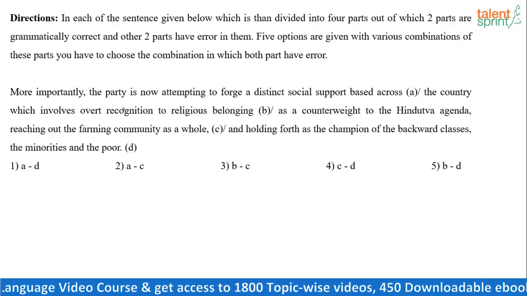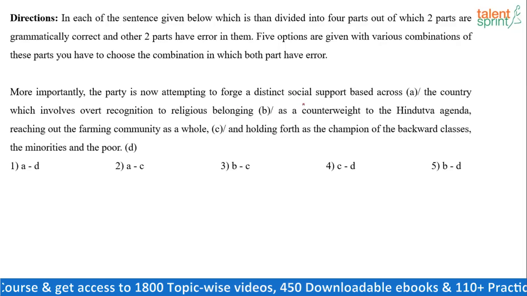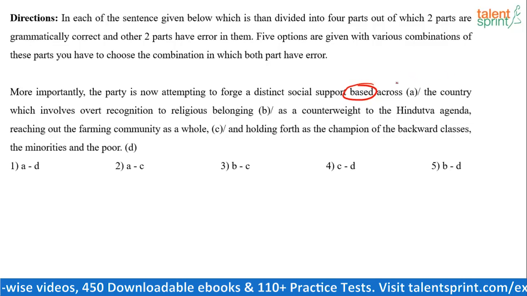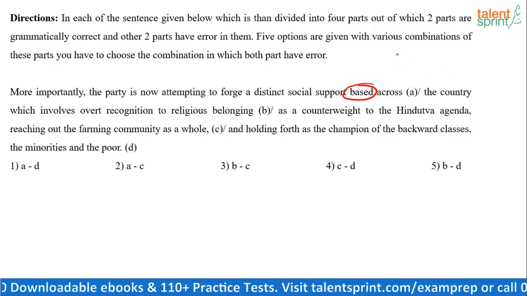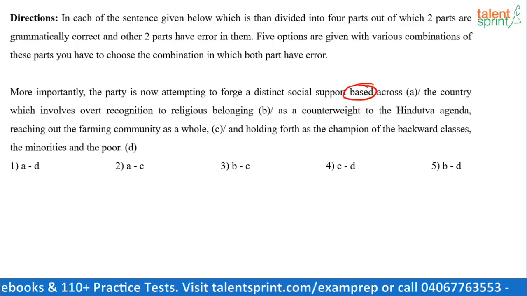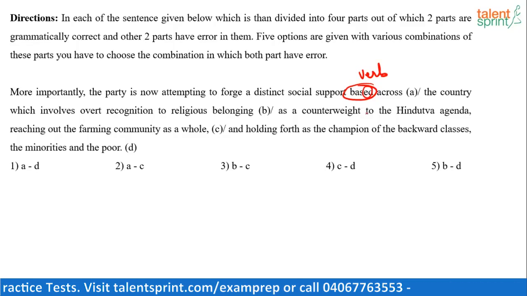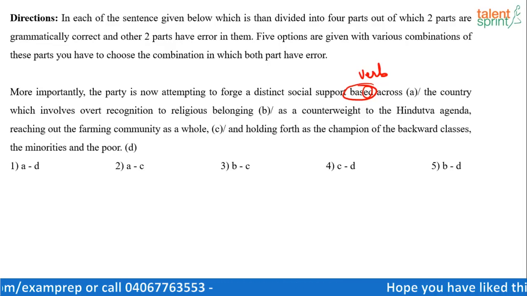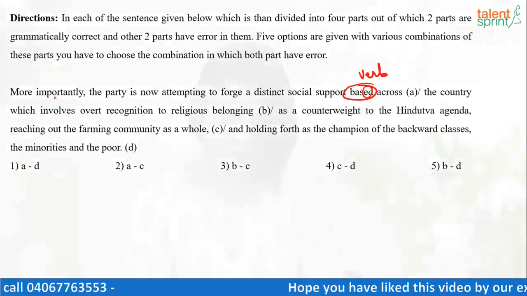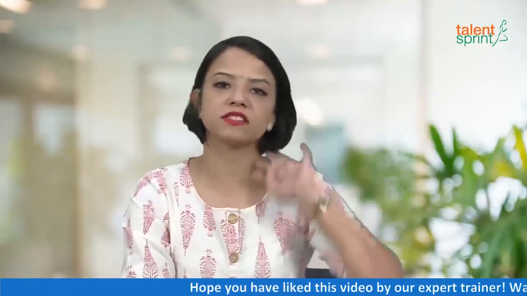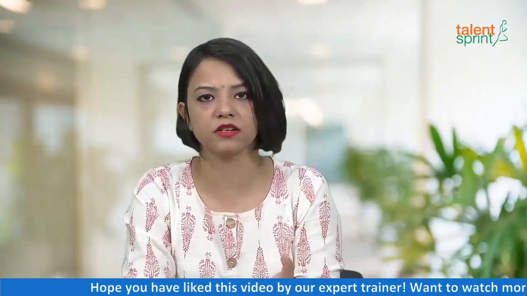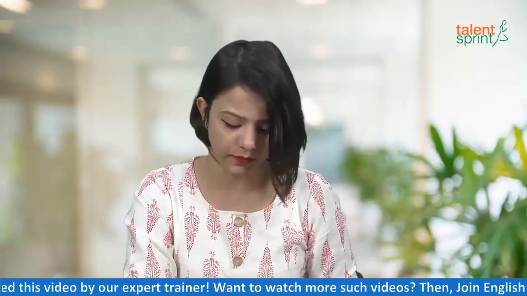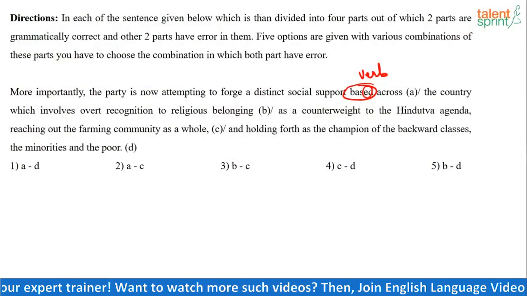More importantly, the party is now attempting to forge a distinct social support. Based over here is being used as a verb, because we are using the ed form, so it is being used as a verb over here. But that should not be the case. No, more importantly is absolutely fine, Sony. There is no error, and you can use it in the comparative degree as well. Out of the two, which one is more important?